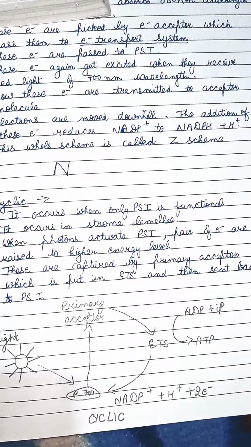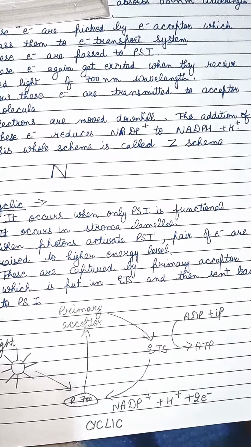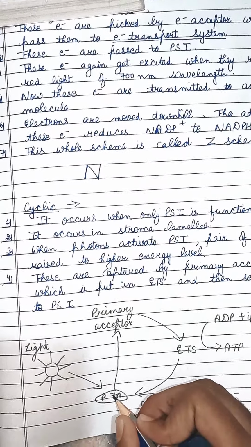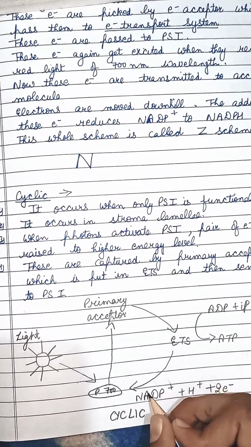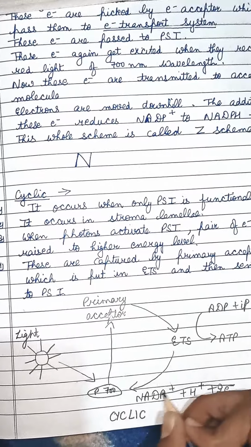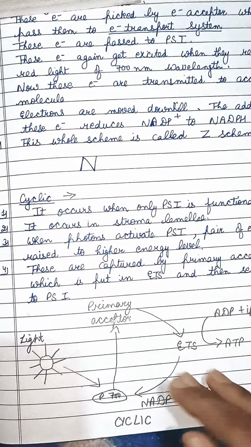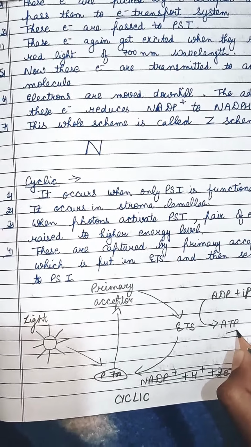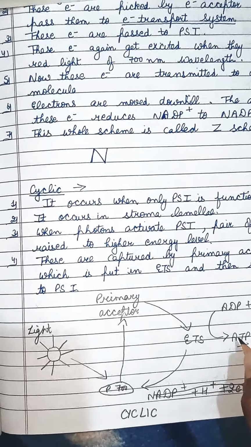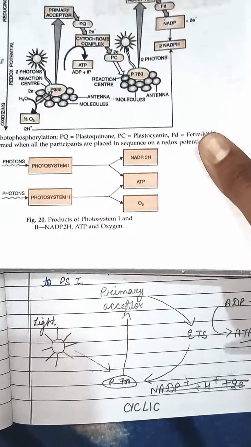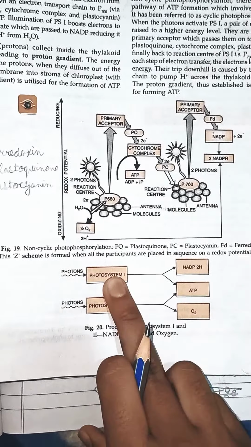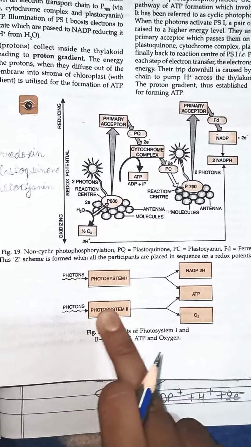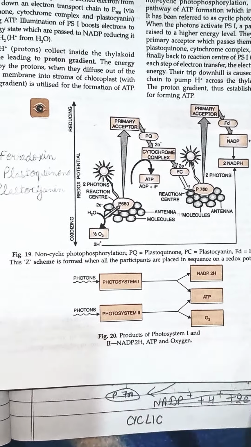ADP and inorganic phosphate combine to form ATP, and the electron transport system again passes this electron to P700, which is photosystem 1. Here no NADPH is formed. Only ATP molecules are formed in cyclic phosphorylation. So I hope this is clear to you. We also see that photosystem 1 forms 2 NADPH and 1 ATP, and photosystem 2 forms ATP and O2.